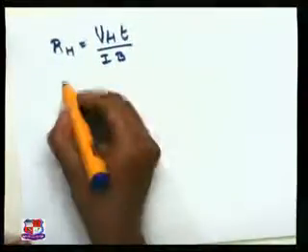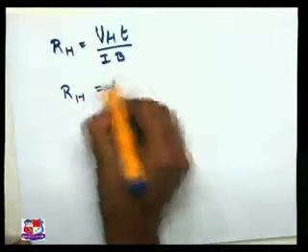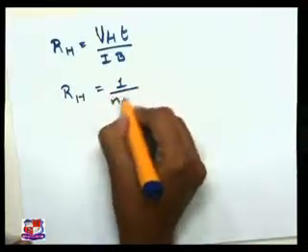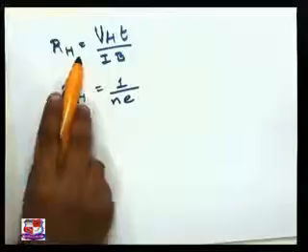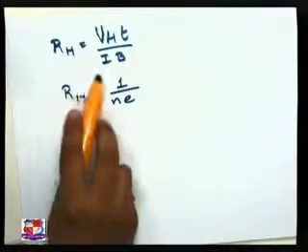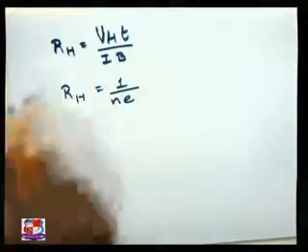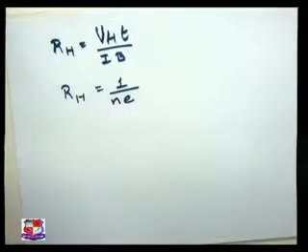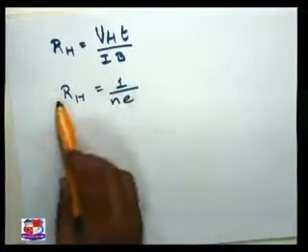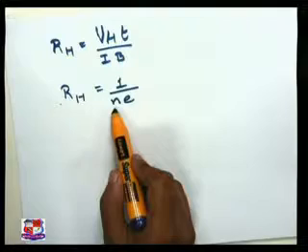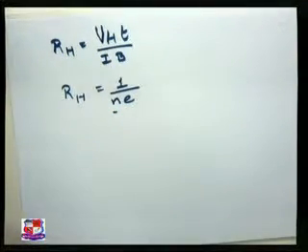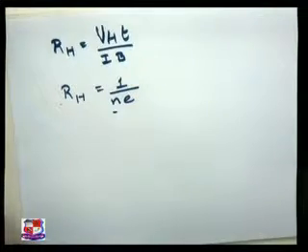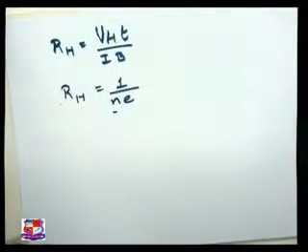And in another equation we have written that RH is equal to 1 over NE. Now what is this VH? VH is the Hall voltage, T is the thickness of the material, I is the current that we are passing through, B is the magnetic field that we are providing, and RH is equal to 1 over NE. N is the majority charge carrier concentration, and E is the electron charge.